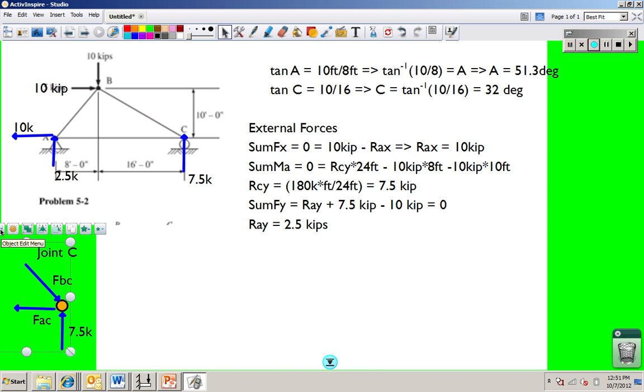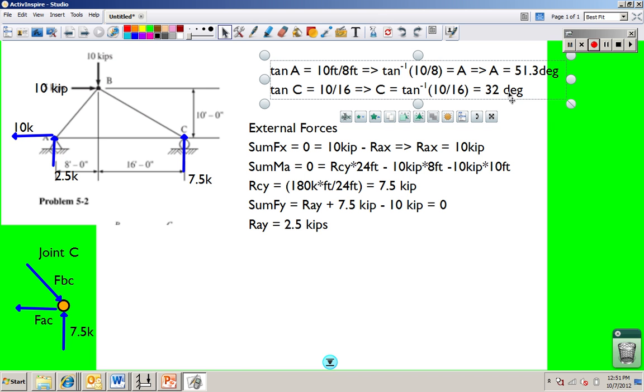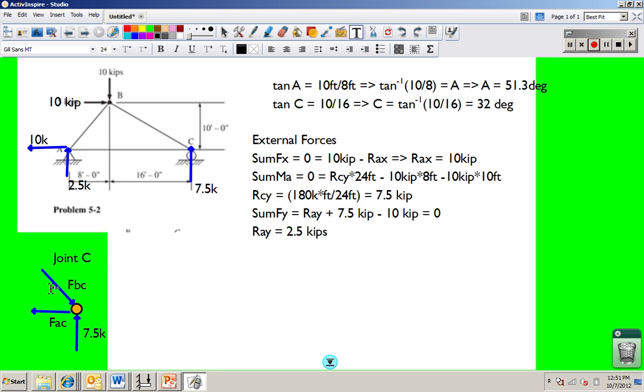Scoot all these over. There we go. Okay, so there we've got joint C. Now that we have this, remember we found that angle, right? And it was 32 degrees.